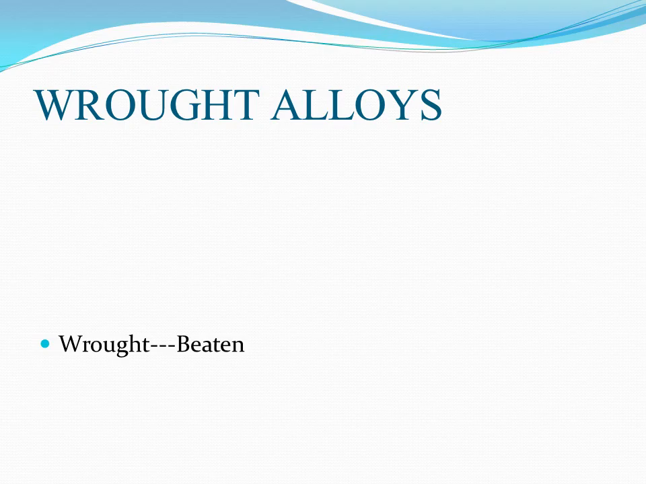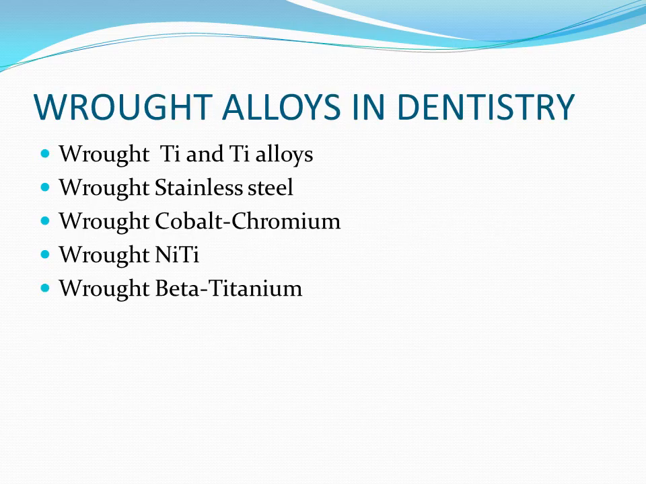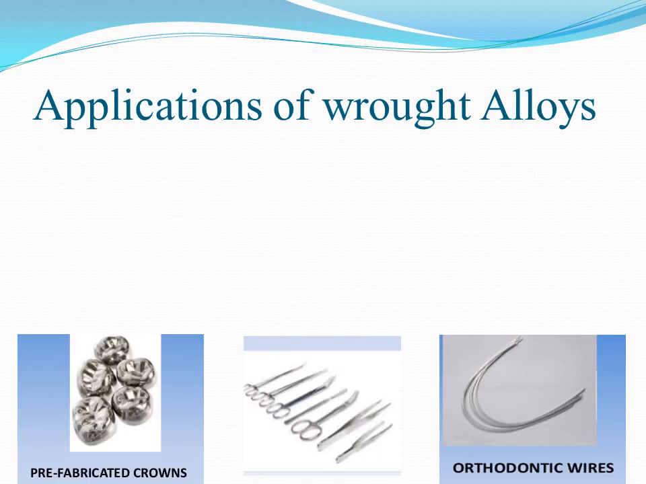First of all, what are wrought alloys? Wrought means basically beaten, and these are the cold worked metals that have been plastically deformed at room temperature so that the shape of the structure and certain mechanical properties are altered. The different wrought alloys in dentistry include the wrought titanium and titanium alloys, the wrought stainless steel and its alloys, the wrought cobalt chromium, the wrought NiTi or nickel titanium, and the wrought beta titanium.